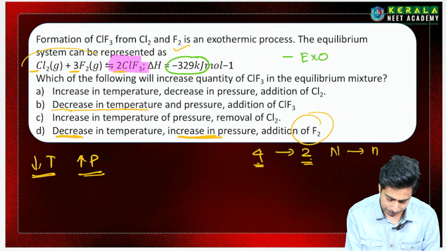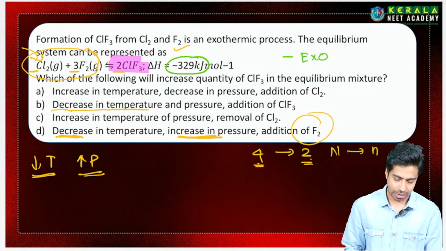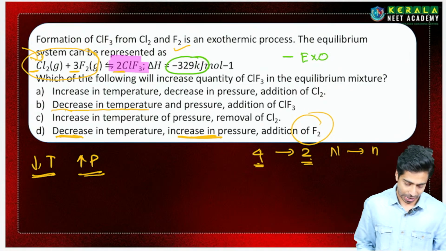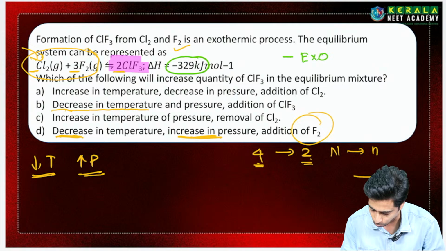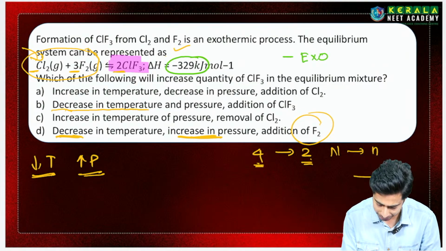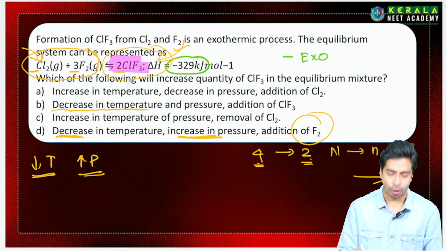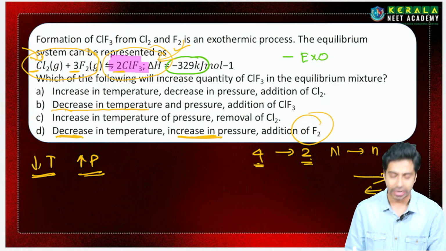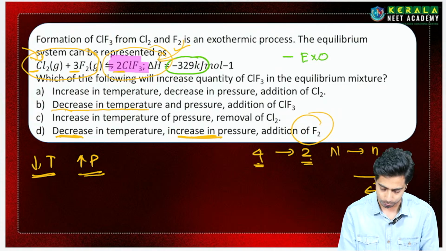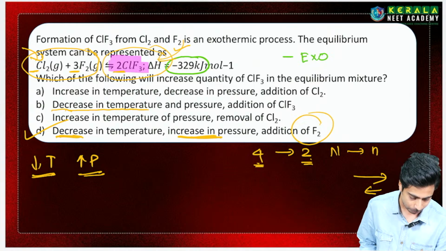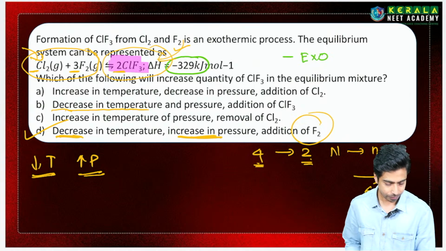Then addition of F2. See, F2 is a reactant. If you are adding reactant, the reaction will go in the forward direction. If you are adding product, the reaction will take place in the backward direction. So you have to add F2. So the answer will be option D.